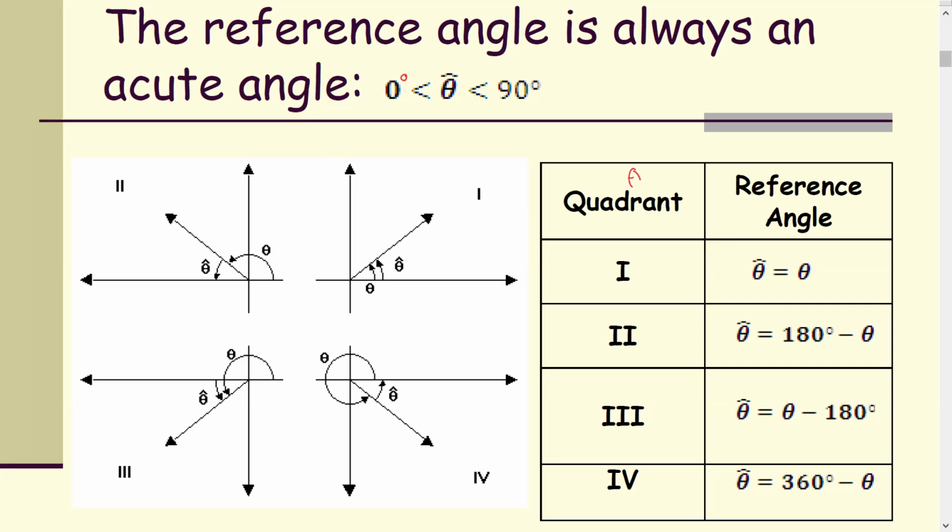For any theta in quadrant 1, the difference between the x-axis and the terminal side is the same as theta. Therefore, theta hat, or the reference angle, is the same as the angle theta. In the second quadrant, theta hat is the difference between the terminal side and the closest x-axis. The closest x-axis is 180 degrees. So theta hat is 180 degrees minus angle theta.